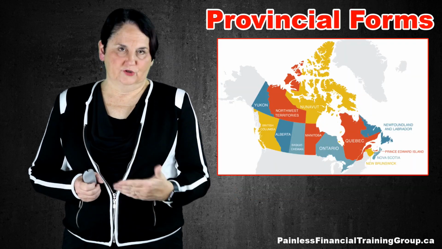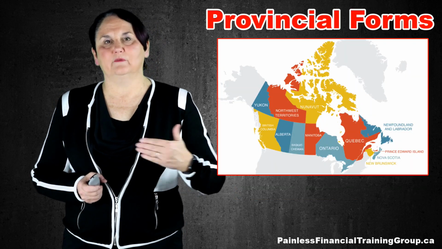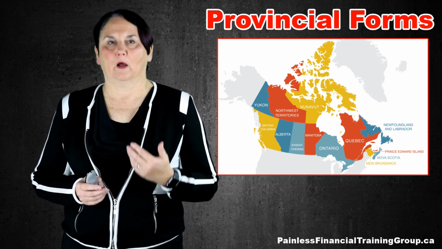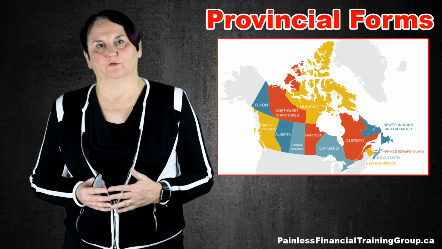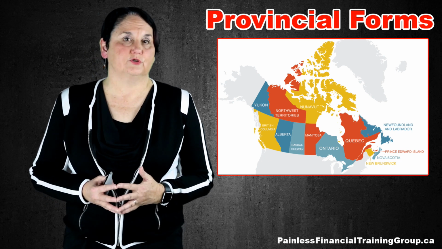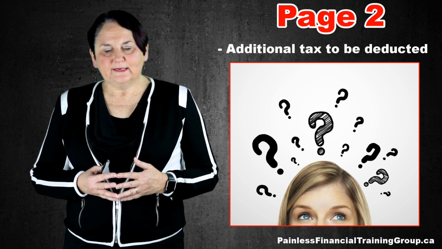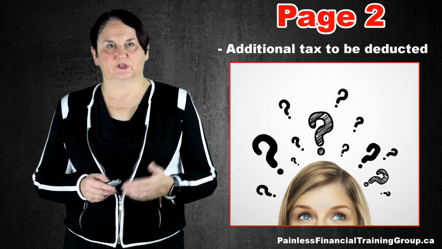There's also provincial forms that need to be filled in. Each province has their own, and if you are claiming more than just the basic amount, you need to fill in a provincial form. We have a video on the Nova Scotia form because, of course, I live in Nova Scotia. The last thing that is on the form is additional tax.